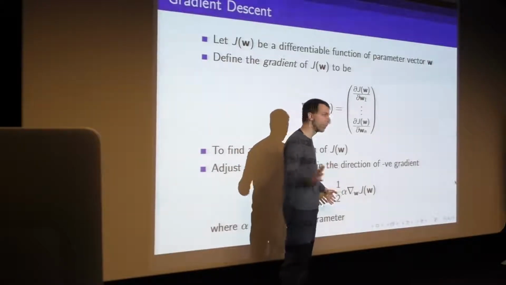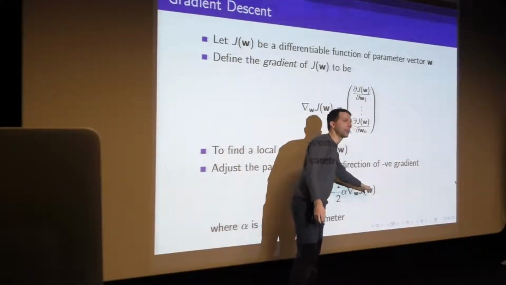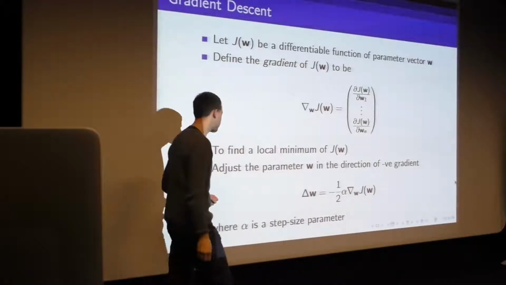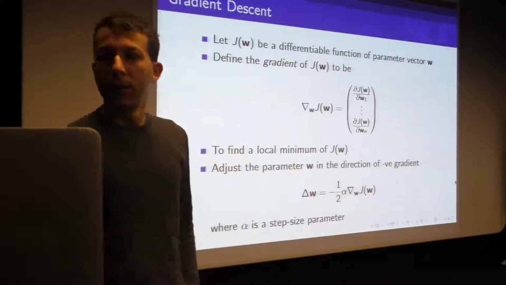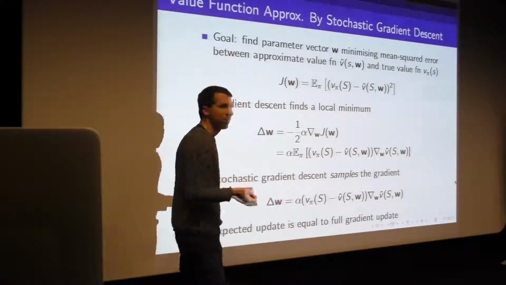The half is just to make everything neat in the maths. Some step size in the direction of our gradient. So that's gradient descent. And so what we're going to do is plug this into value function approximation.